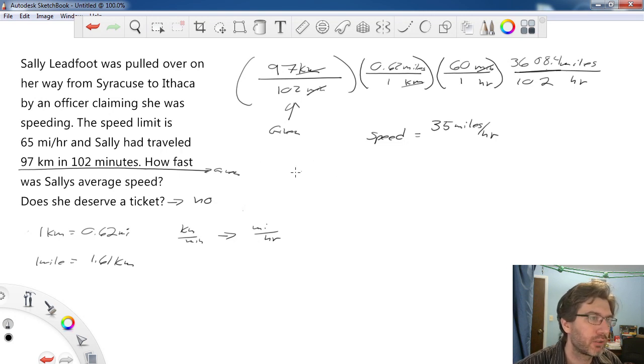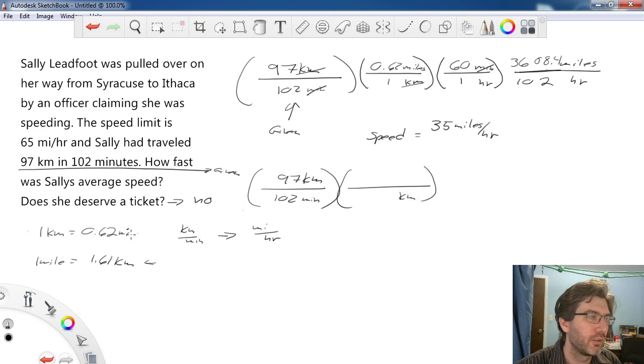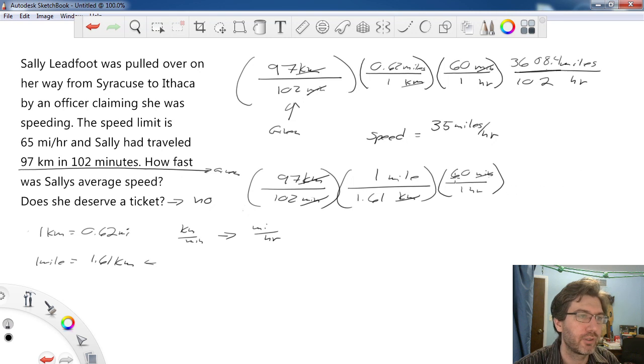Just to see if it'll work, let's try it with this conversion ratio instead. So we'll set it up the same way. 97 kilometers in 102 minutes. That's going to be multiplied to get kilometers gone. In this case, we're going to use 1.61 kilometers and 1 mile. So now kilometers are canceled. Don't forget about getting rid of our minutes. And that conversion factor is not canceled. So kilometers will cancel, minutes will cancel. I'll be left with miles on top and hours on the bottom.